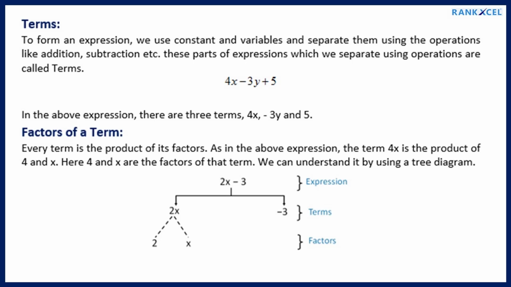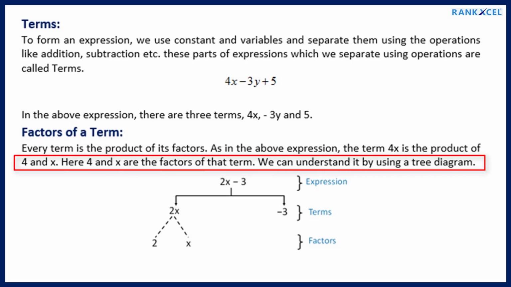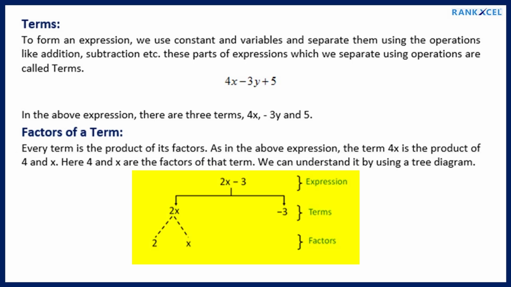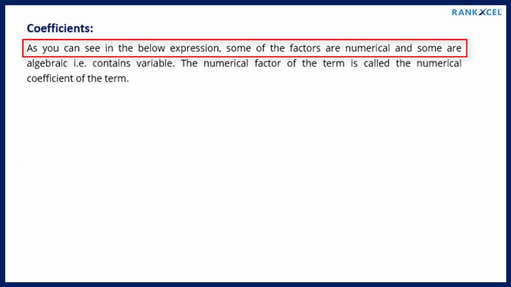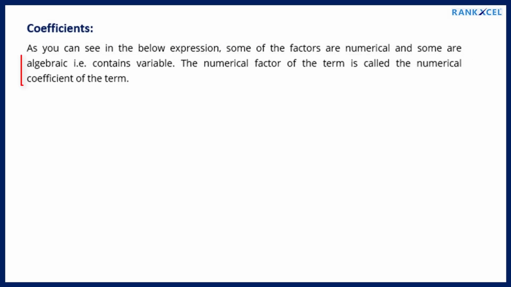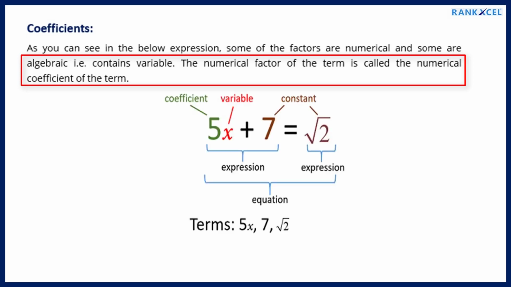Factors of a term. Every term is the product of its factors. As in the above expression, the term 4x is the product of 4 and x. Here 4 and x are the factors of that term. We can understand it by using a tree diagram. Coefficients. As you can see in the below expression, some of the factors are numerical and some are algebraic, i.e. contain a variable. The numerical factor of the term is called the numerical coefficient of the term.